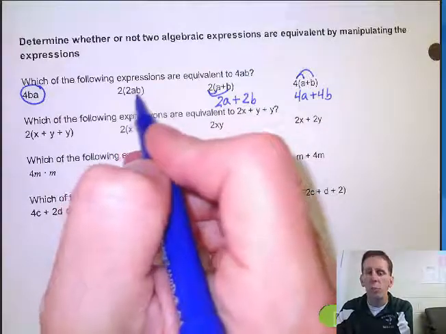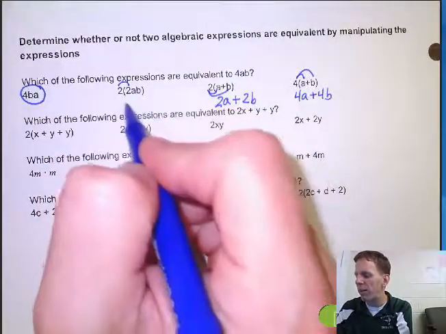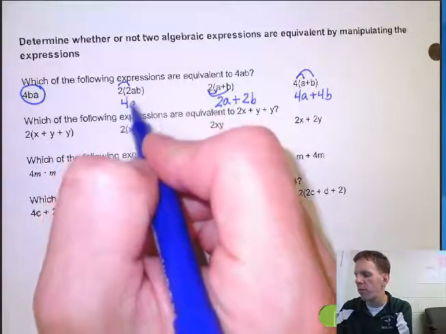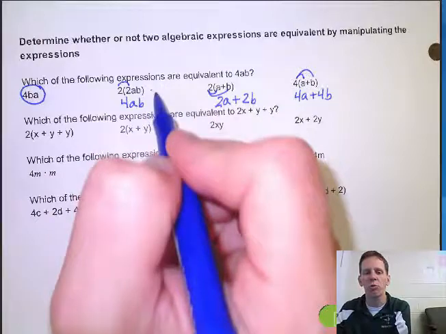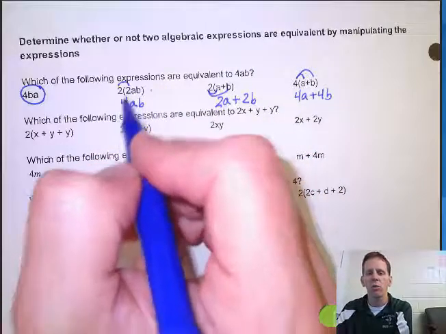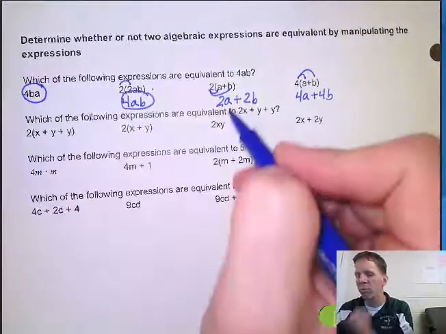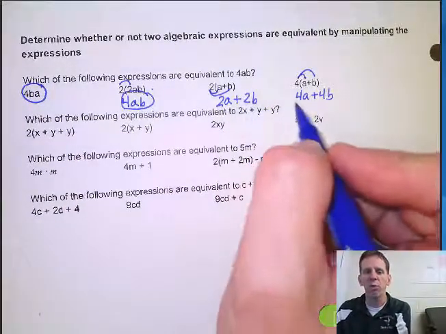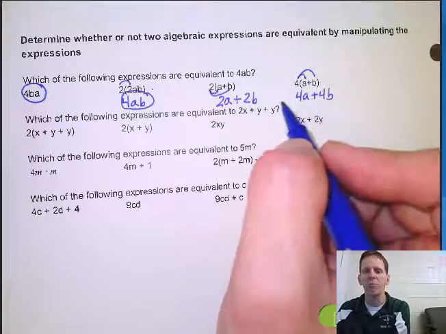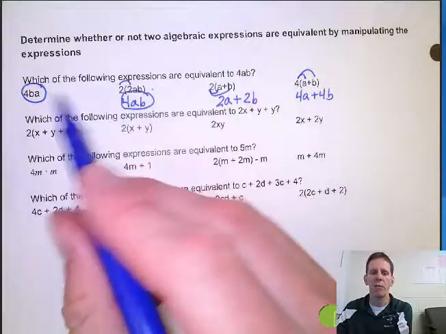Here, 2ab is not being added to anything, so the 2 gets multiplied by this, which is 4ab, but then there's nothing else to multiply the 2 by. We're not adding or subtracting. So 2 times 2ab actually is 4ab, but 2a and 2b are not like terms. You cannot simplify these. 4a plus 4b are also not like terms. You can't simplify these. There are two expressions equivalent to 4ab, which are these two.